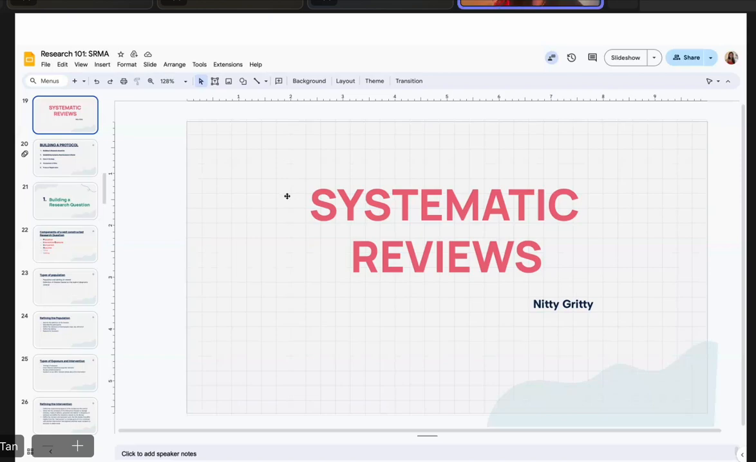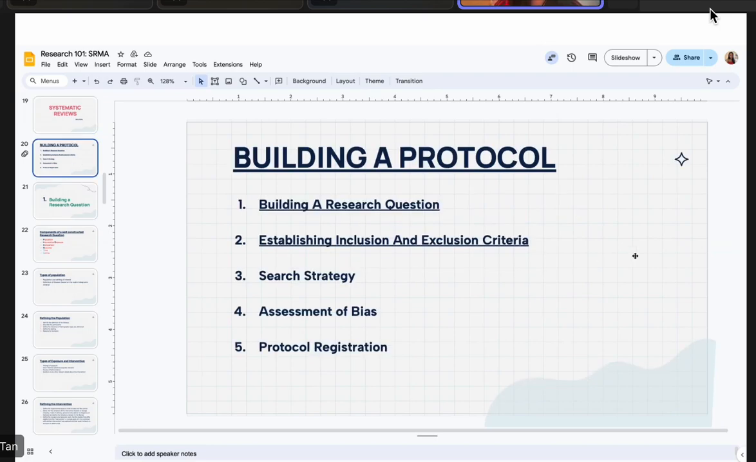So we have made a step-by-step process in how to make a systematic review. As you can see here, there are 5 steps in general, and that's to build a protocol for your systematic review. Protocol is the very first thing that you're going to do. So part 1 is building your research question. What's your hypothesis? What do you want to answer?